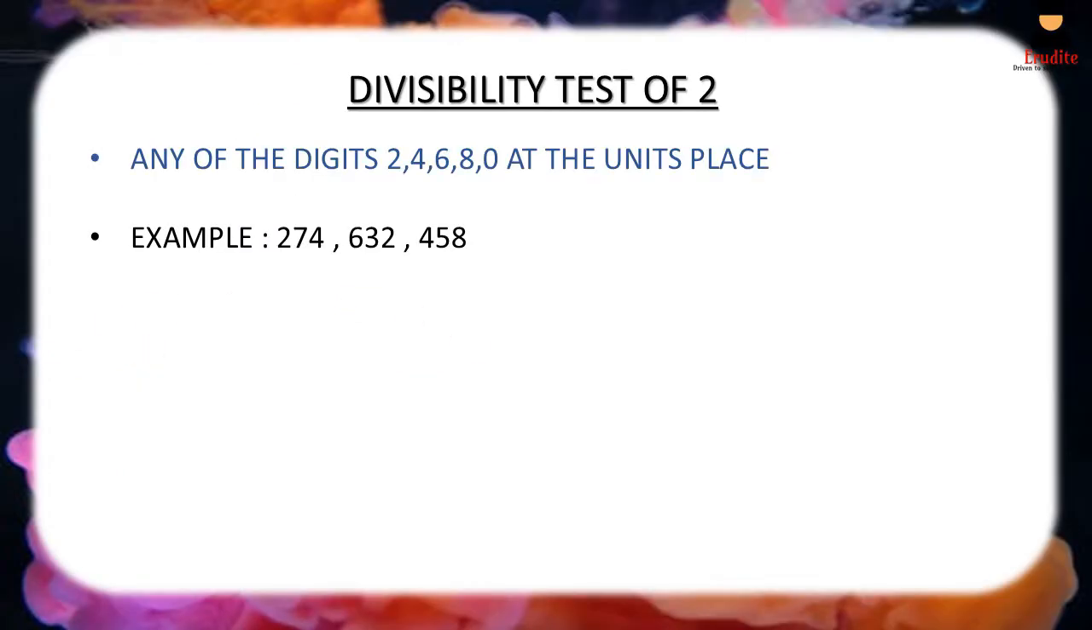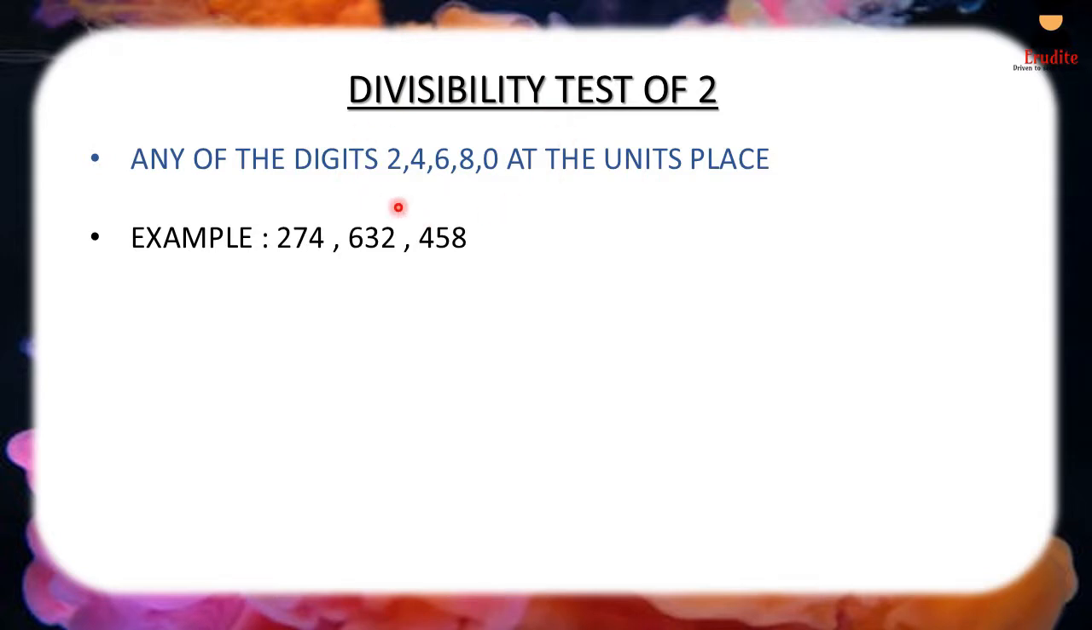Let us start with our main and important topic, which is the divisibility tests. First we are going to look at the divisibility test of 2, which is very easy. You must be aware that any number is divisible by 2 if it is an even number. For a number to be even, I can have any of these 5 digits, either 0, 2, 4, 6 or 8, at my units place. If any of these 5 digits is present at the units place, the number is even.